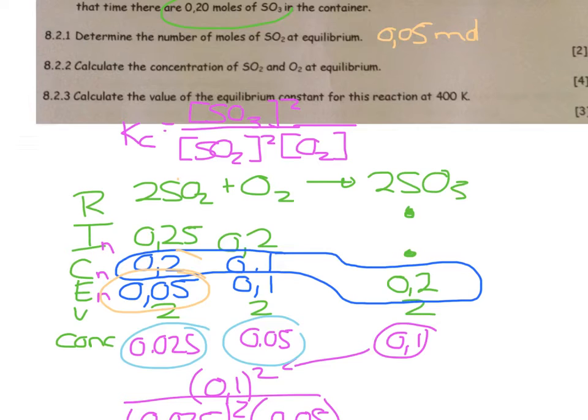And I simply write them down next to this: 0,025 moles per cubic decimeter. And that's your SO2 concentration. And your O2 concentration is going to be 0,05 moles per cubic decimeter. And that's how you can work those in. But you've done your rice table conventionally and how you have trained yourself to do it properly.